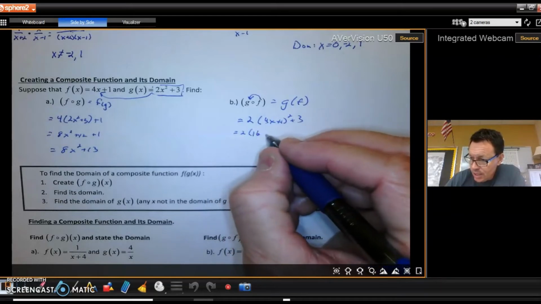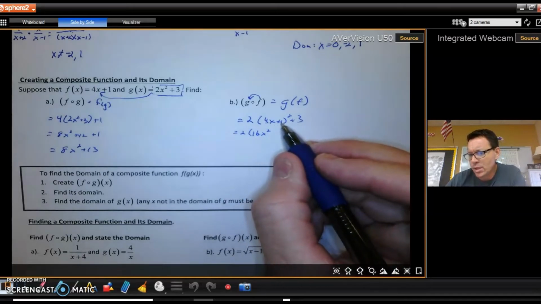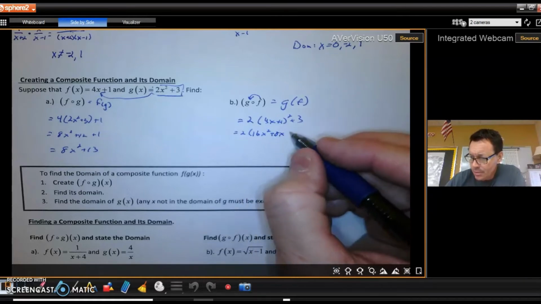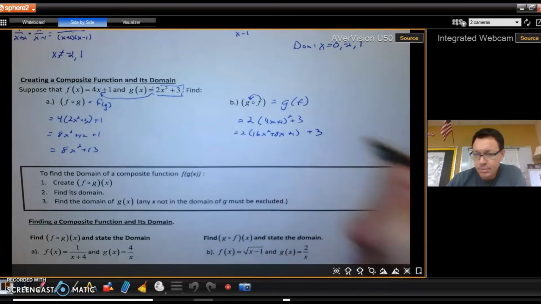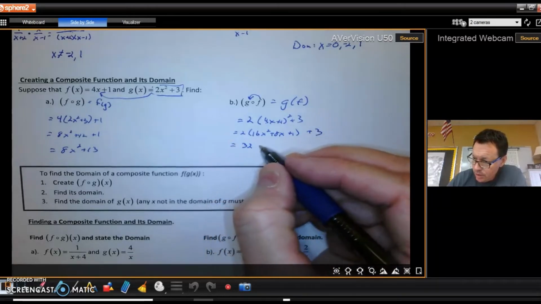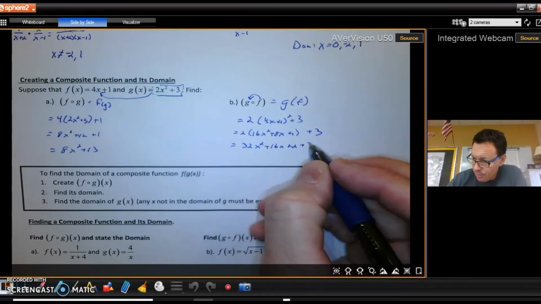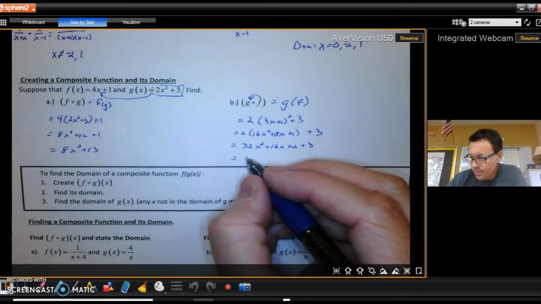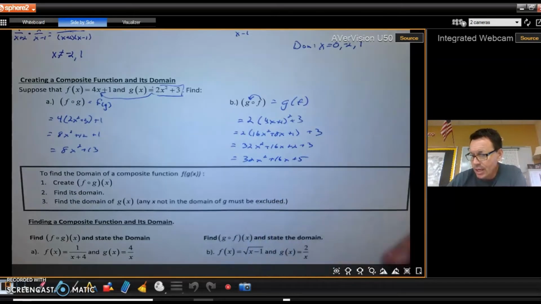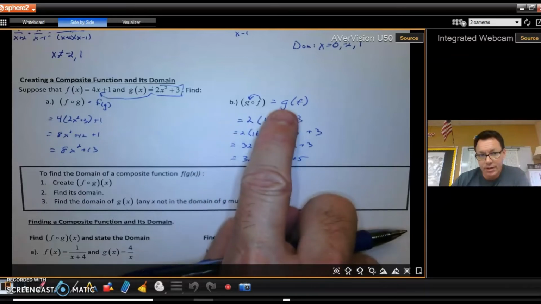That's going to give you 16x squared. And then it should give you a 4x times 1 times another 4x times 1. So you should end up with 8x. And then a plus 1 on the end. And then plus 3. I can distribute the 2 in. So 32x squared plus 16x plus 2 plus 3. And then I can combine like terms. So 32x squared plus 16x plus 5. All right, so this is a new function. It is function g of f.